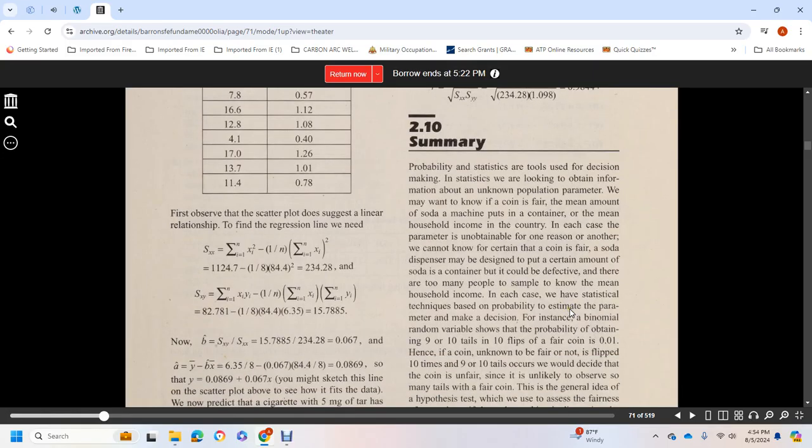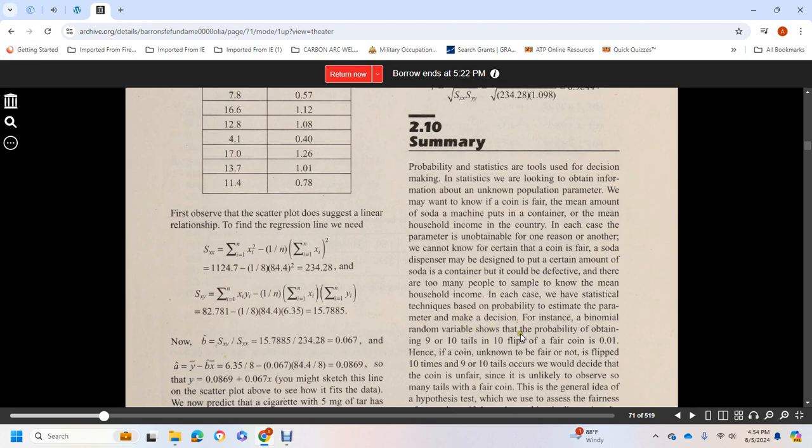Alright, 2.10, summary. Probability and statistics are tools for decision making, looking at obtaining information on unknown population parameters. We may want to know whether a coin is fair, the mean amount of soda a machine puts into a container, or the mean household income in the country. In each case, the parameter is unobtainable for one reason or another. We cannot know if a certain coin is fair. A soda dispenser designed to put a certain amount of soda in a container could be defective. There are too many people in the country to sample to know the mean household income. In each case, we use statistical techniques based on probability to estimate the parameter or make a decision.